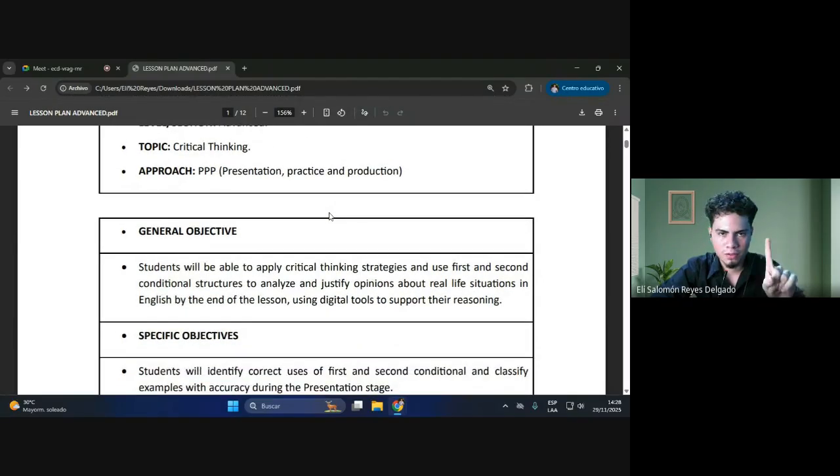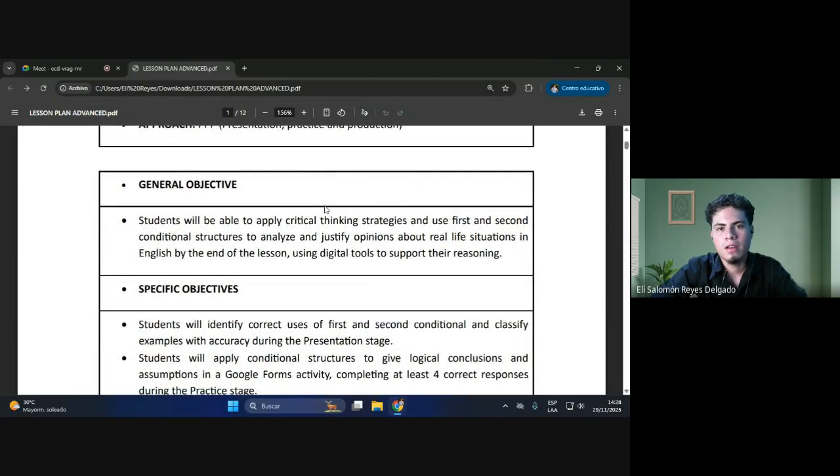And we have one general objective. The general objective says: a student will be able to apply critical thinking strategies and use first and second conditional structures to analyze and justify opinions about real life situations in English by the end of the lesson, using digital tools to support their reasoning.